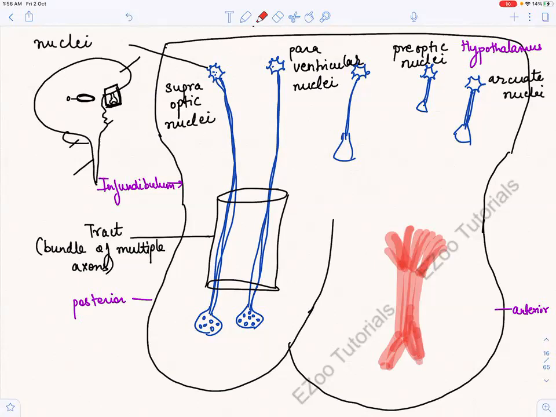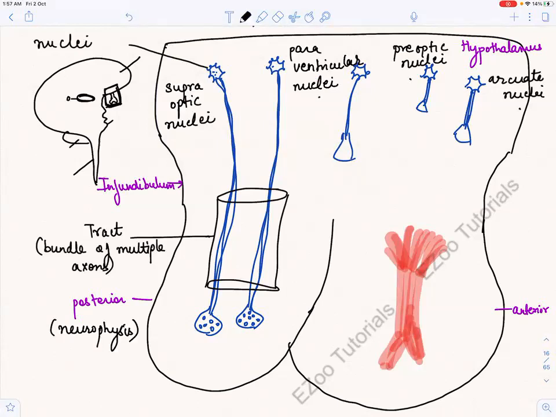And that's why the posterior is also known as neurohypophysis. Why? Now you can see, because it has a bundle of axons, and the anterior one is also known as adenohypophysis, right? This much is clear to you. Now let us see what these supraoptic nuclei, paraventricular nuclei, preoptic nuclei, and arcuate nuclei are actually doing.